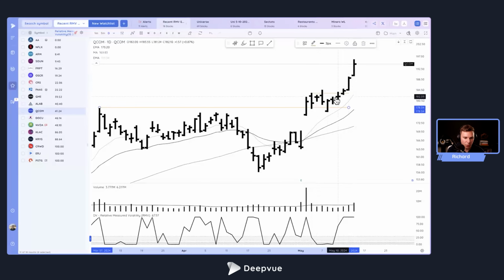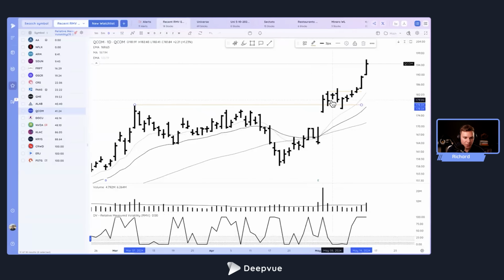This could have been your entry point, or using the oops reversal, another entry tactic within this overall range that you highlight with RMV. This could have been your spot to enter and take advantage of this expansion. But another good example of adjusting this to 5 to better see RMV after a large expansion bar.